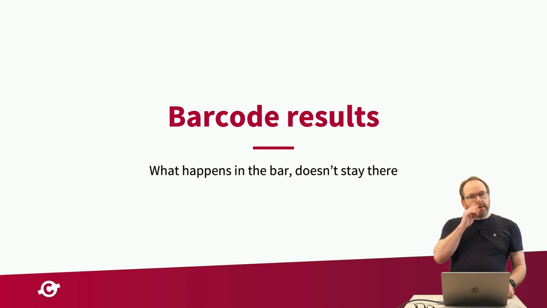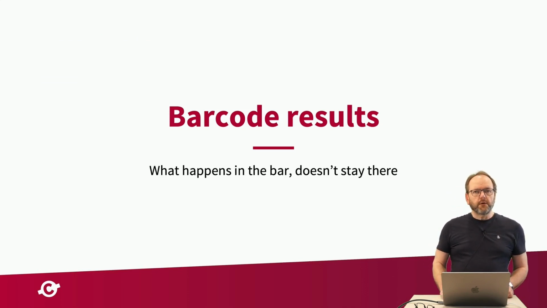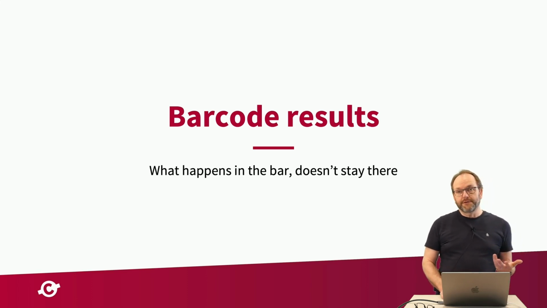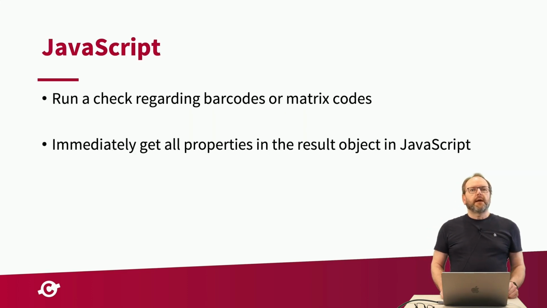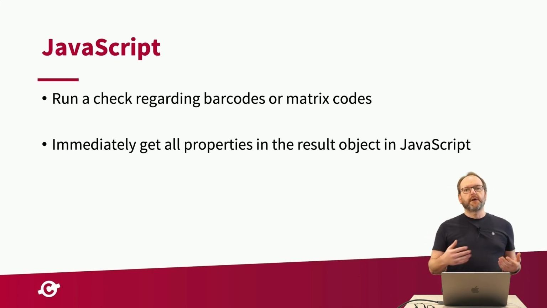And then I want to come back to barcodes. We talked about barcodes in the previous session, the fact that there is detection of the barcode rotation property and also the quiet zone. You can now, and this is very similar in a way, get all of the results of a barcode, so all of the properties of the barcode, very easily in the result object in JavaScript.